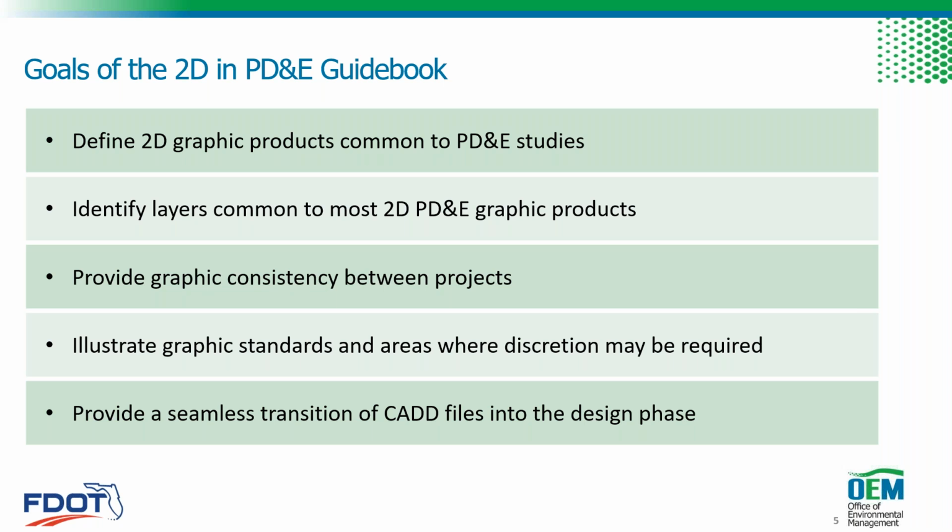For example, if you're reading through a PER and it discusses something like right-of-way impacts or wetland impacts, but then you get to the concept plans and they're not shown and we don't know where those are. So the guidebook is a tool to use to go through and make sure that you're showing all of the relevant project information on your 2D graphic deliverables.